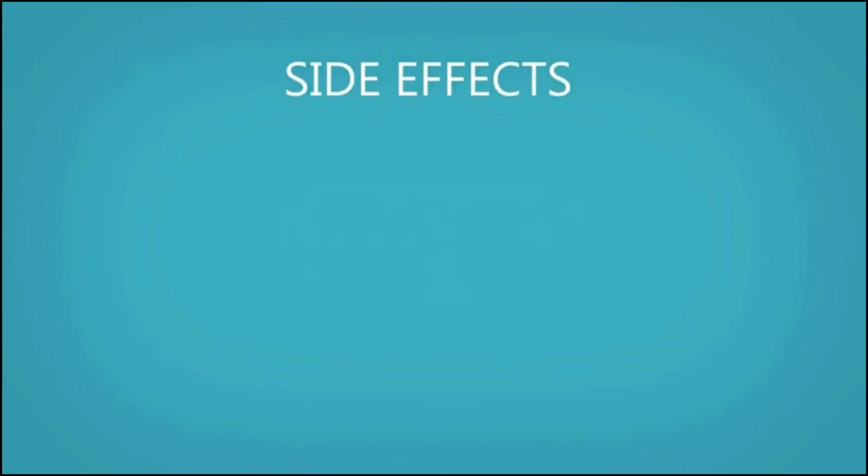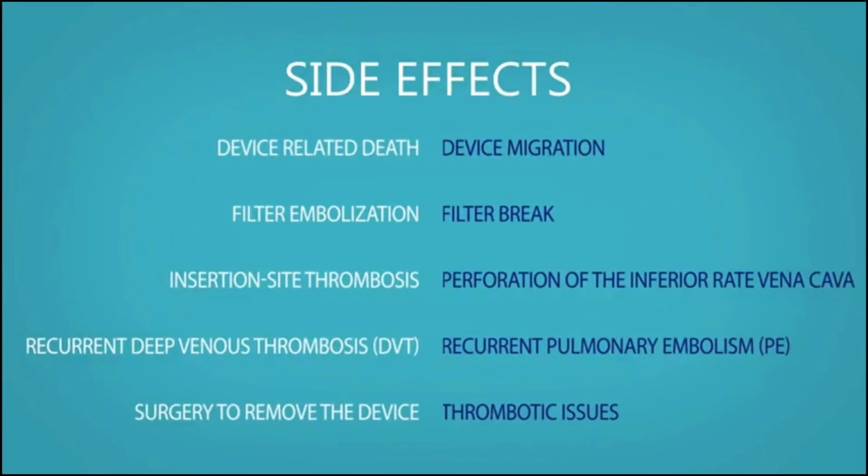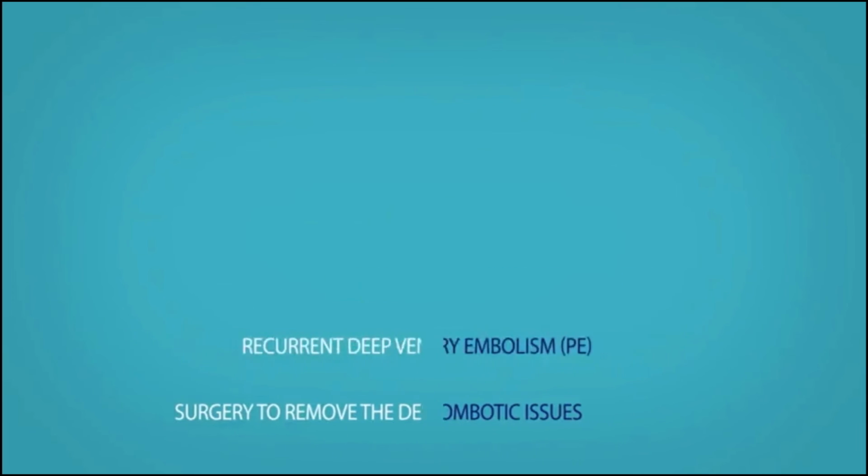Filter implantation side effects can include device-related death, device migration, filter embolization, filter break, insertion site thrombosis, perforation of the inferior vena cava, recurrent deep venous thrombosis (DVT), recurrent pulmonary embolism (PE), surgery to remove the device, and thrombotic issues.